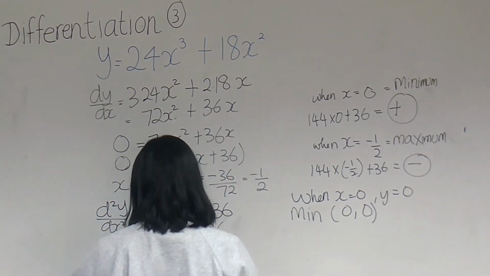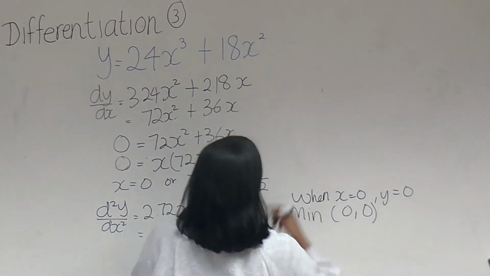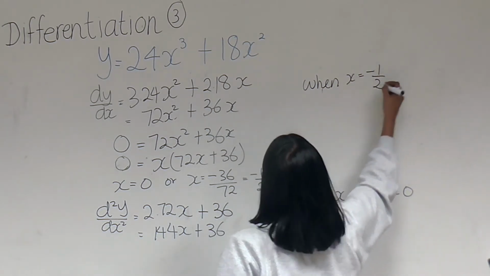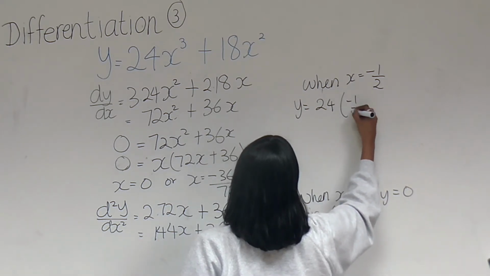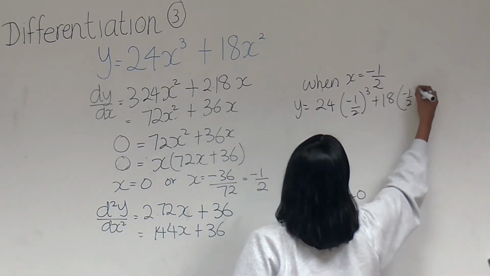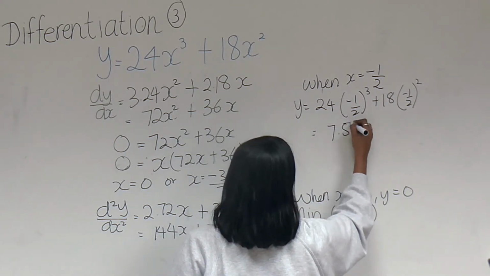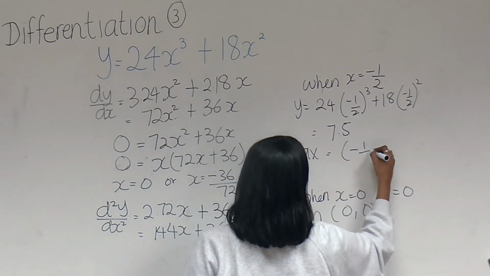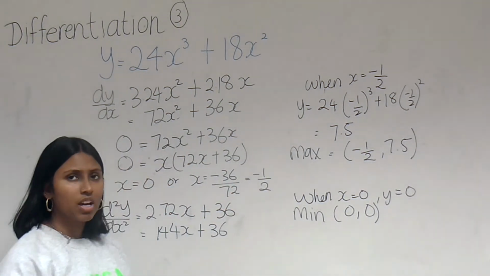But for our maximum, I'm just going to erase this. When x equals negative half, then y is going to equal 24 times negative half cubed plus 18 into negative half squared, which is 7.5. So our maximum is going to be at negative half, 7.5 for y. And that's how you find the maximum and minimum.